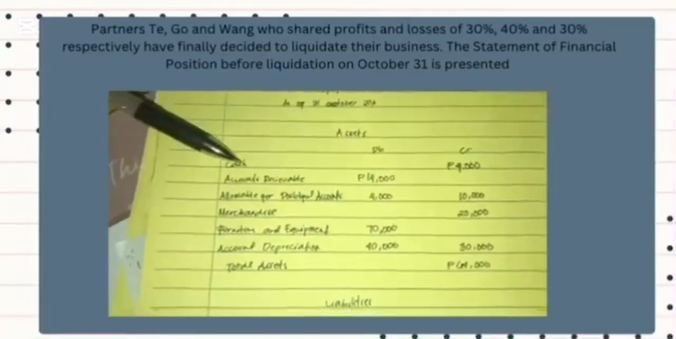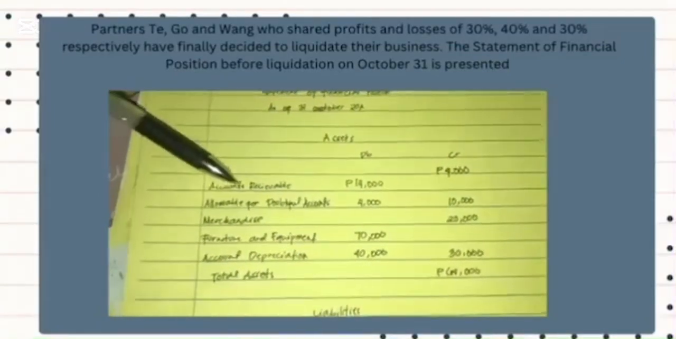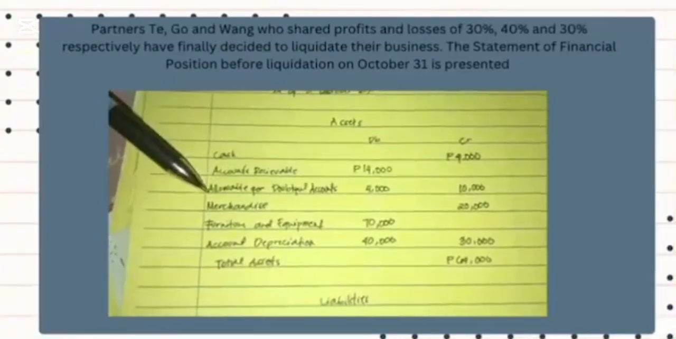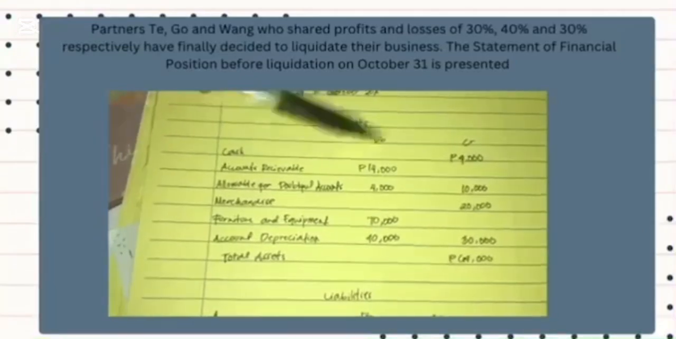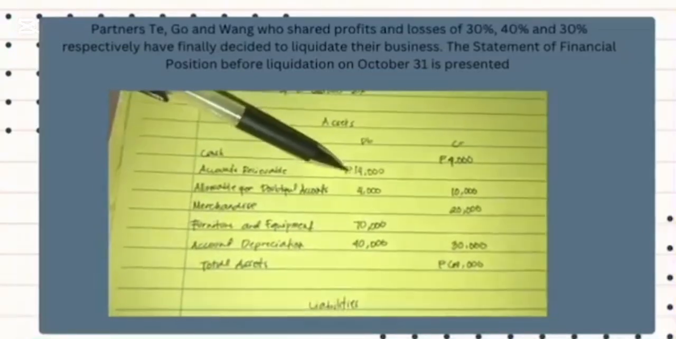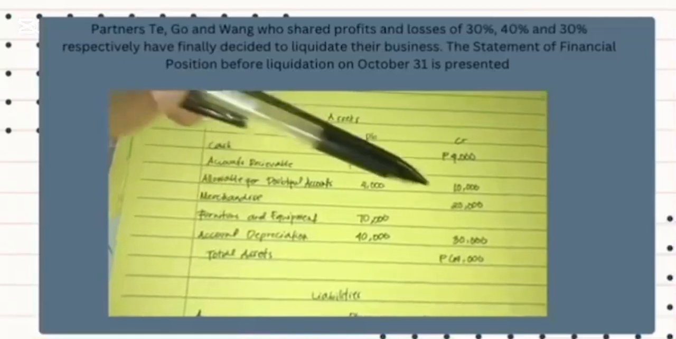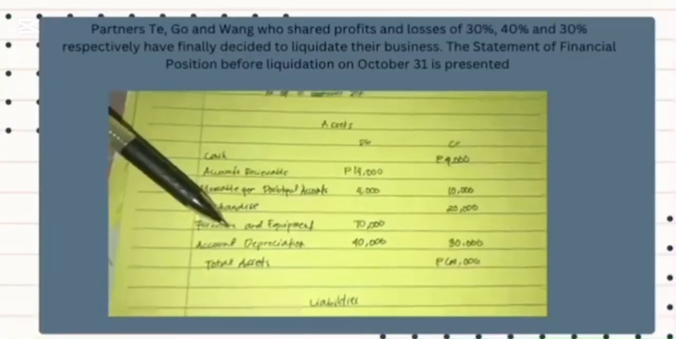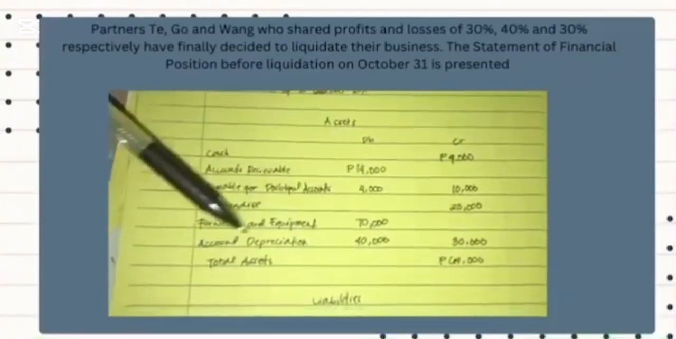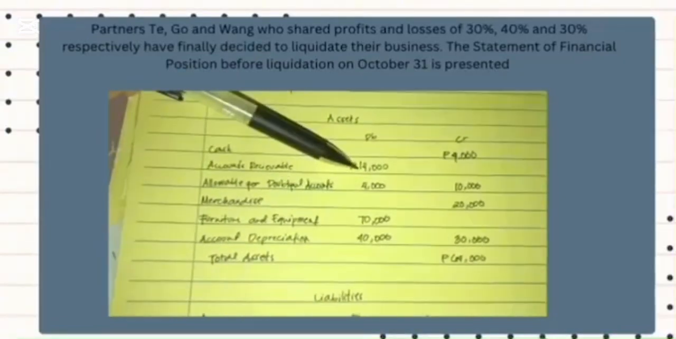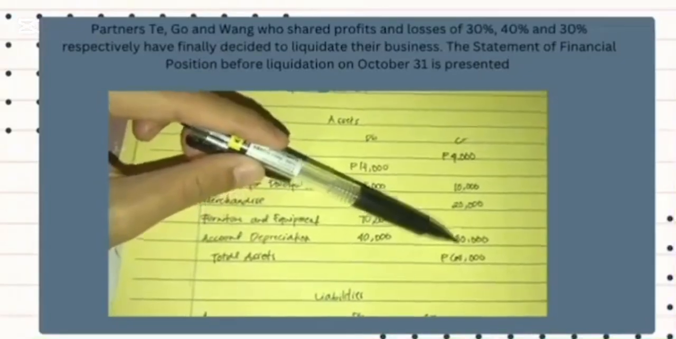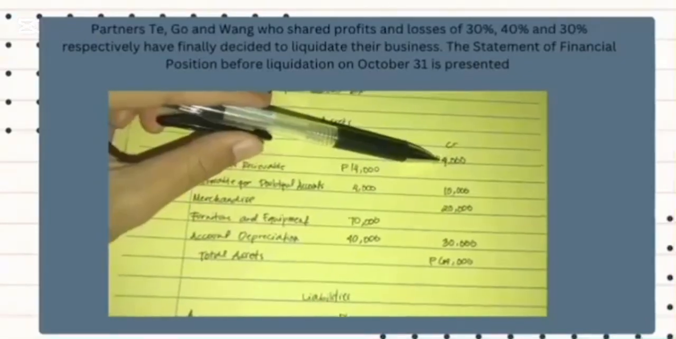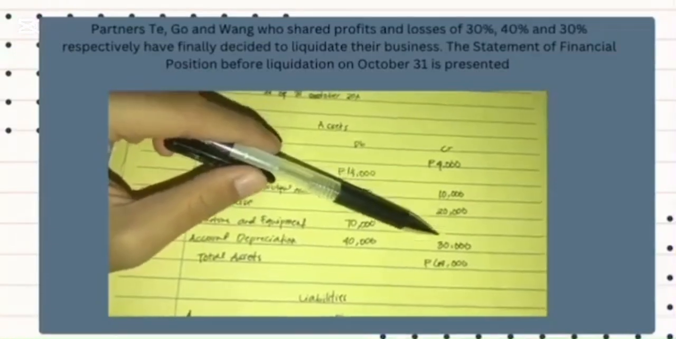For the assets, we have the cash, 4,000, accounts receivable, 14,000, allowance for doubtful accounts, 4,000, and to get the 10,000, we subtract the 14,000 to 4,000. Merchandise, 20,000, furniture and equipment, 70,000, accumulated depreciation, 40,000. Same as here, we subtract the 70,000 to 40,000, so we get the 30,000. So we total this all, 4,000 plus 10,000 plus 20,000 plus 30,000 equals 64,000.